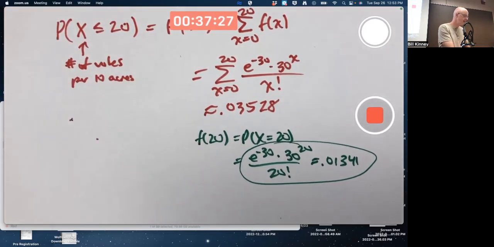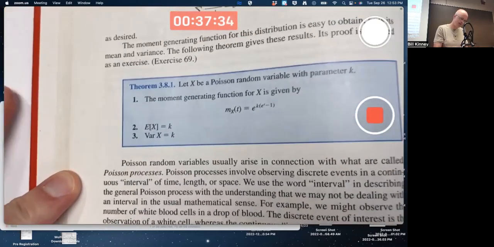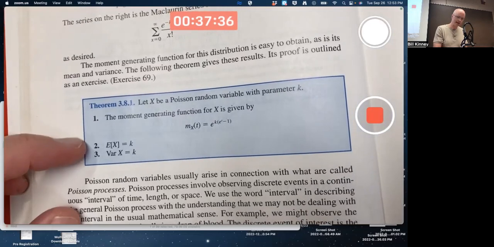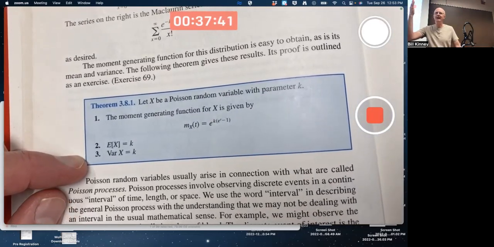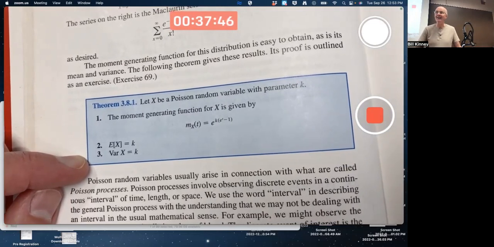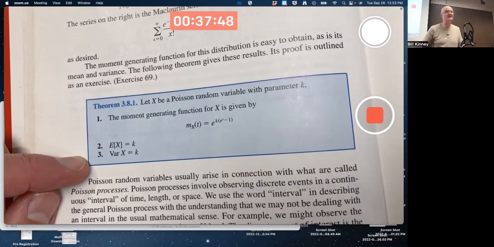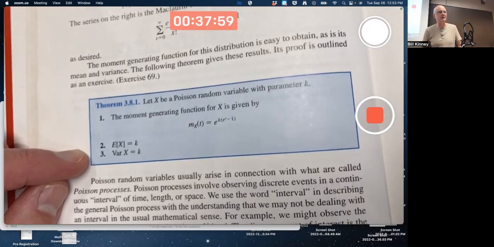What's the variance of a Poisson distribution? According to this theorem, the expected value is k and the variance is k. Huh, how can that be? Expected value and the variance are the same? Yeah, for this very special distribution, not in general. What a special distribution. The mean and the variance happen to equal the exact same number. How nice, how easy to remember.